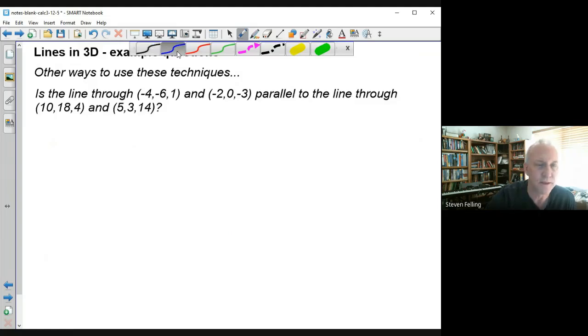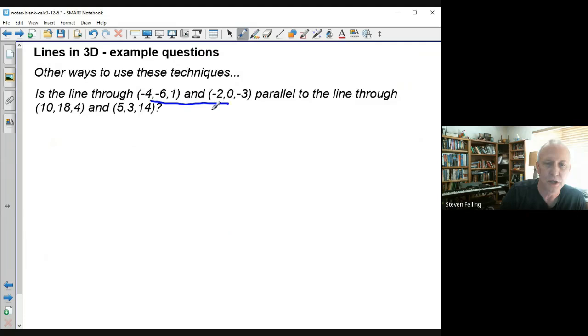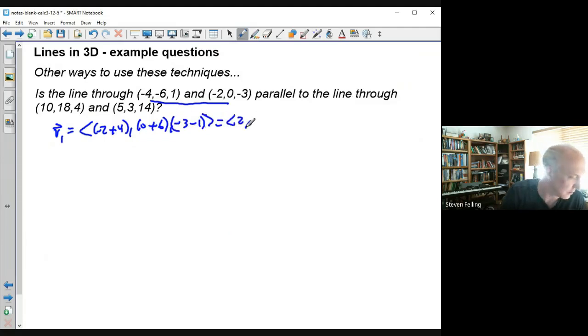First of all, I could represent these as vectors. So let's take these first two, and maybe we call that vector 1. And so I'm just going to do the difference between the x's and the y's. So maybe that would be negative 2 minus negative 4, 0 minus negative 6, and negative 3 minus 1. So that vector is 2, 6, negative 4, right? Then I have a second vector for this line here.